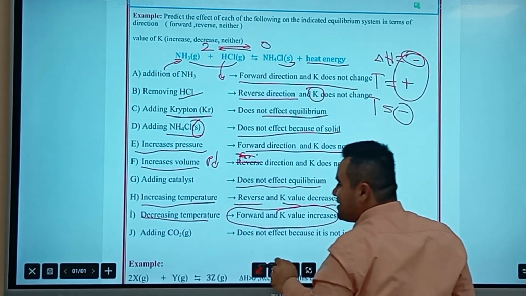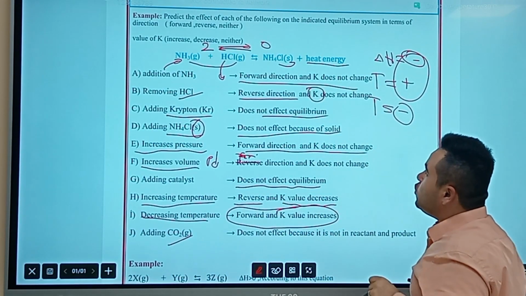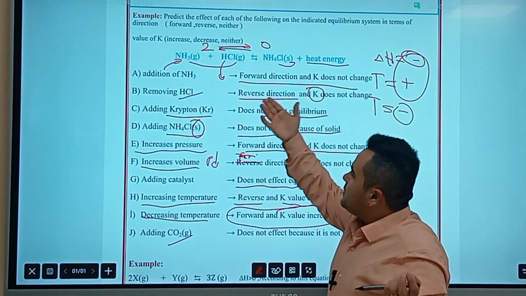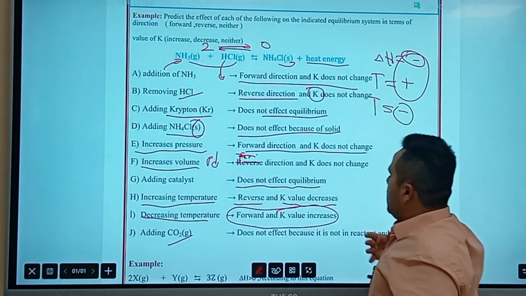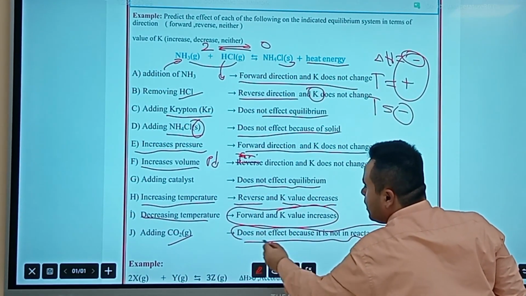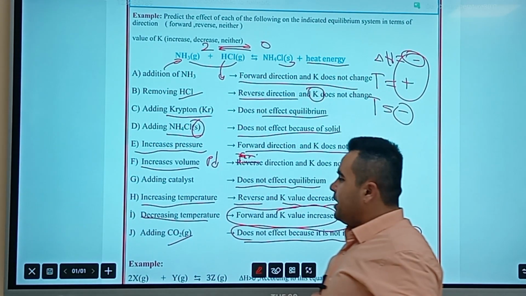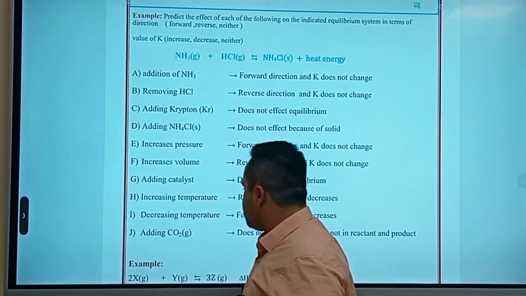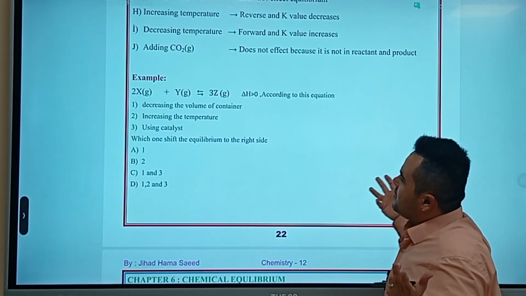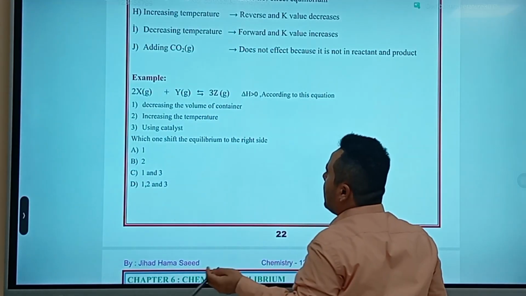Adding CO2 gas. Do we have CO2 in the above equation, guys? We do not. It's just the same as addition of krypton. So it does not affect the equilibrium because it's not in the reactant or product of the system. Whenever a species is not in the system, addition or removal of that species does not shift the equilibrium position. We have so many other options, so which one shifts the equilibrium to the right side?